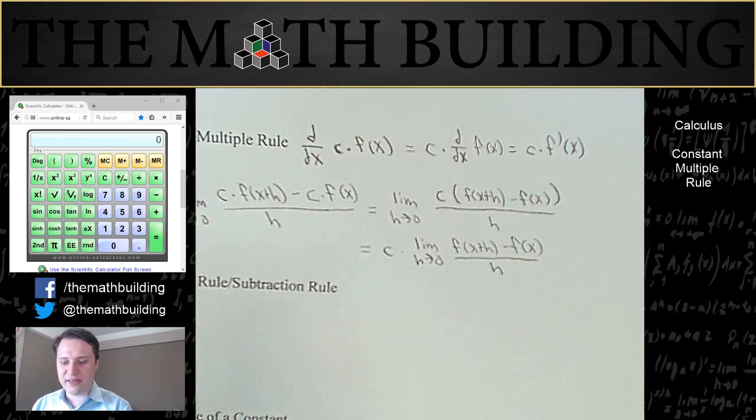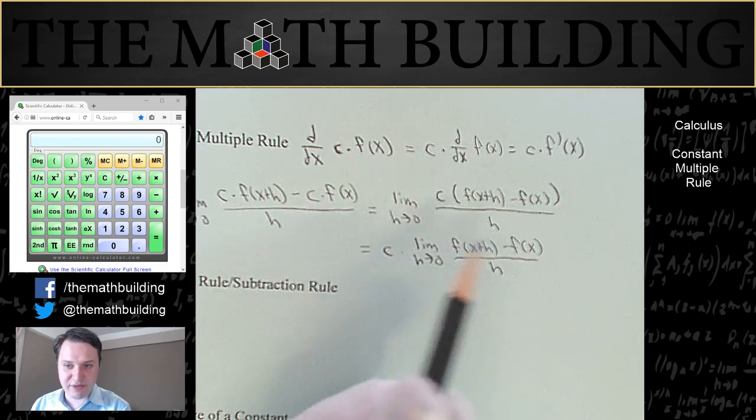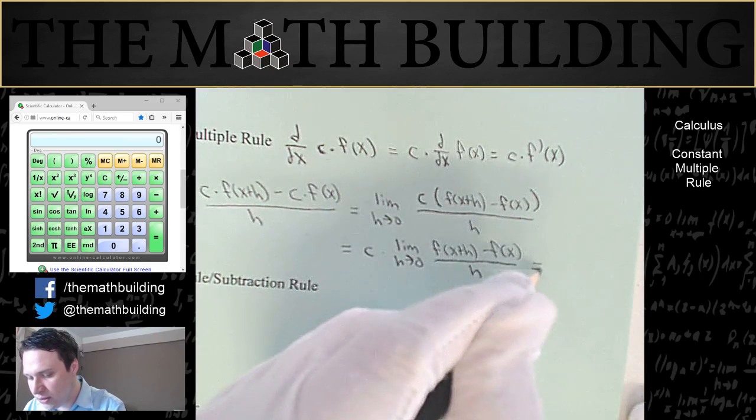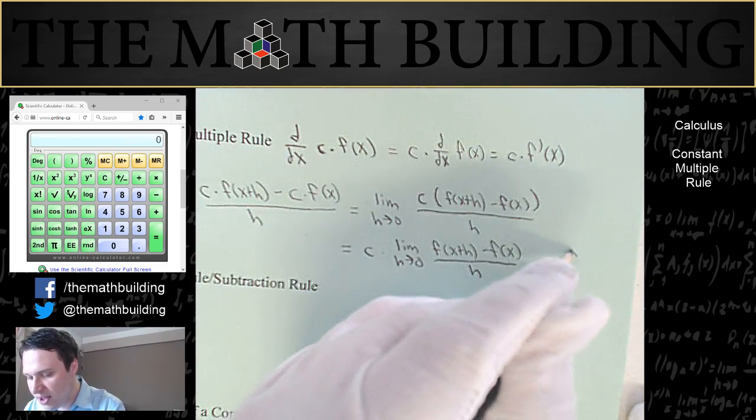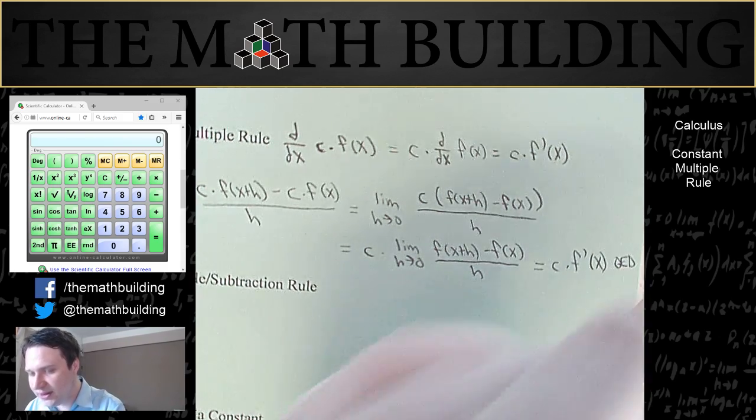And now you can see that this right here is just the definition of the derivative. And so that's just equal to c times f prime of x. And that completes the proof, so QED.